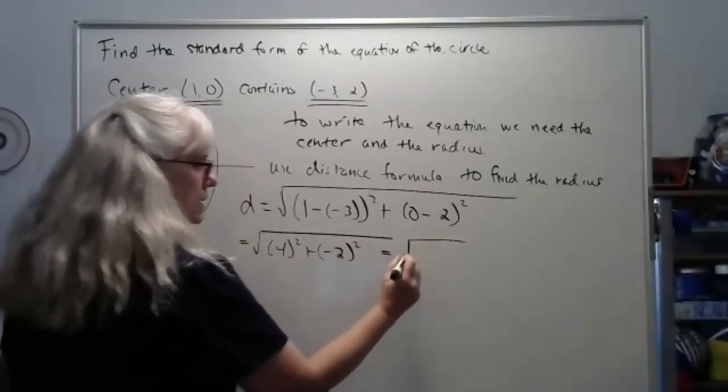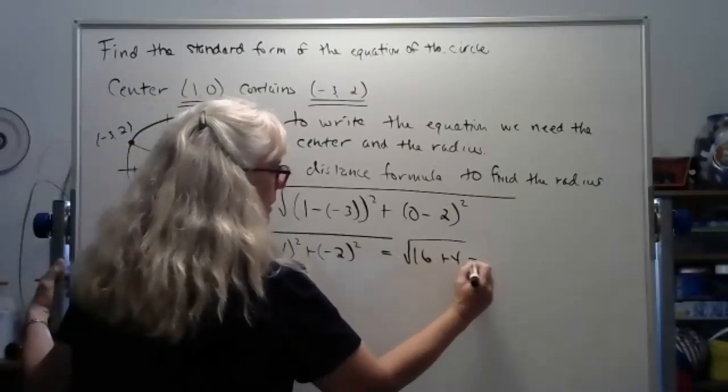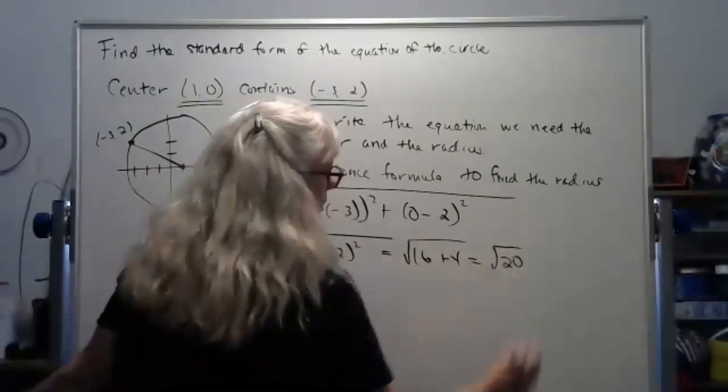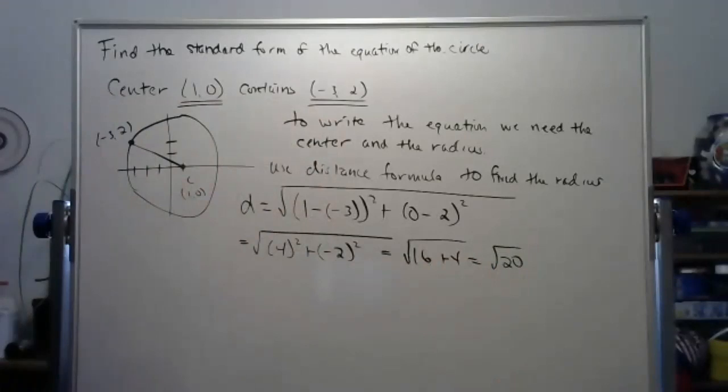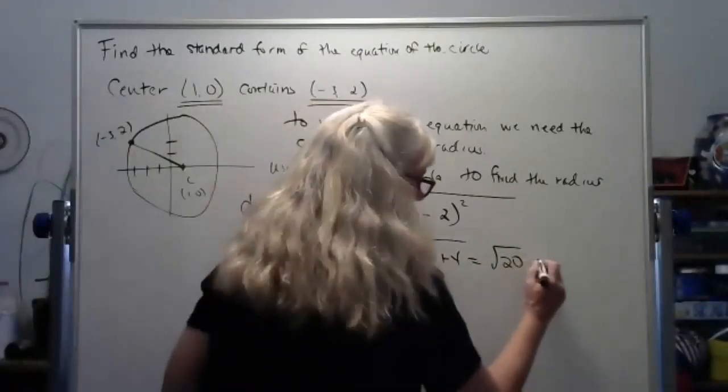Okay, 4 squared is 16. -2 squared is 4. That's going to end up with the square root of 20. Now, normally I would try and clean up that radical, but in this case, I'm not going to. This is now my radius.